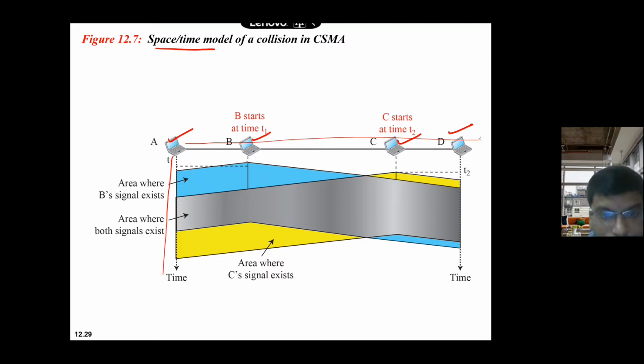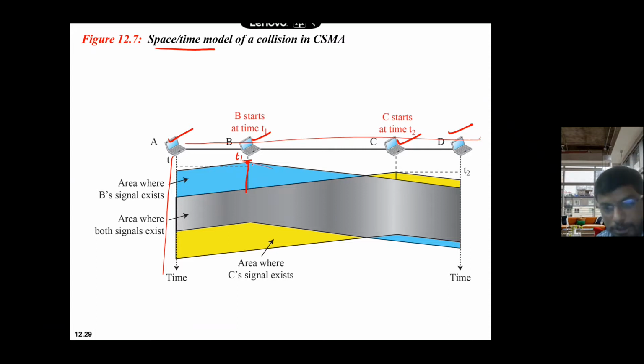Now at time T1, station B is trying to sense the medium, and the medium is reported as idle because no one is using it. So, the blue color one, he starts to transmit the first bit at time T1, and the frame is going to have a big length. That entire frame has to be transmitted. So multiple bits have to be transmitted, which means you're going to fill it over time. So the blue shade that you see is the frame that is being transmitted by station B.